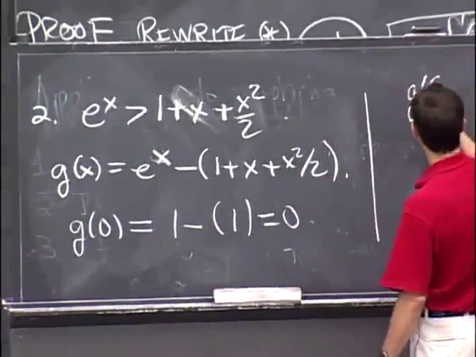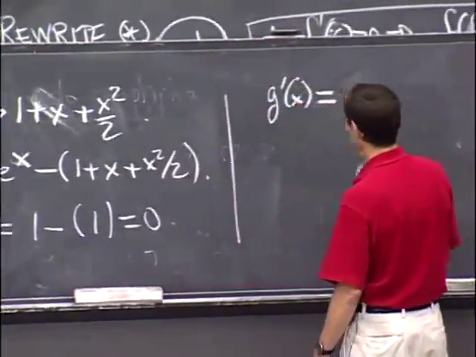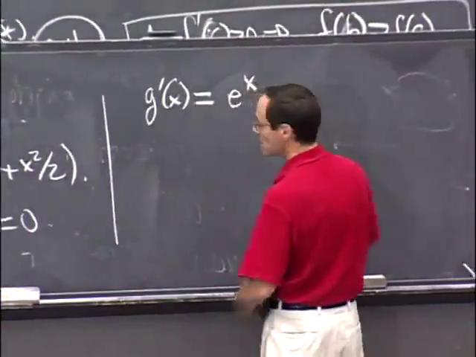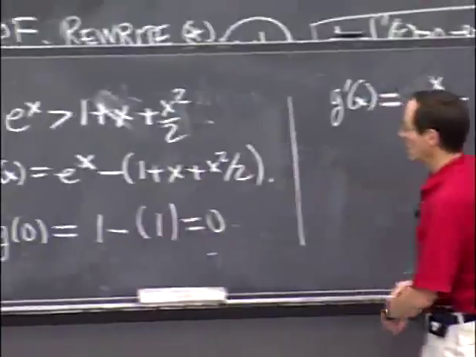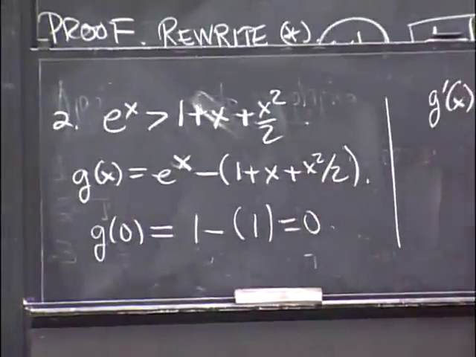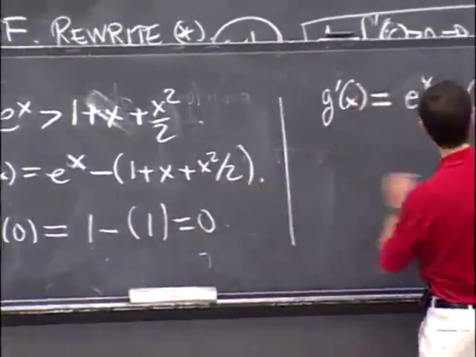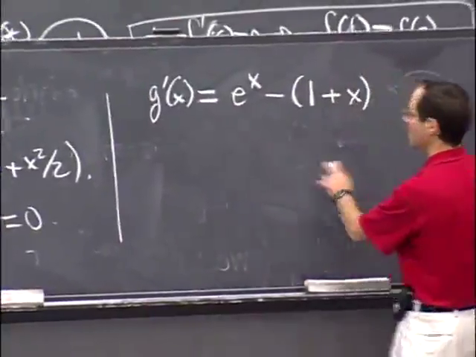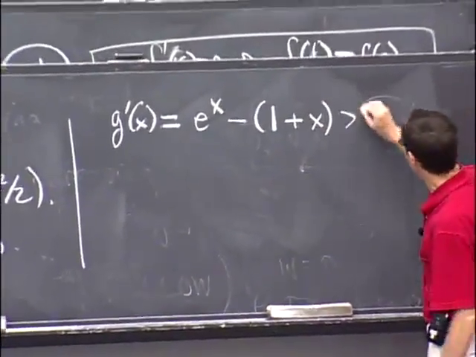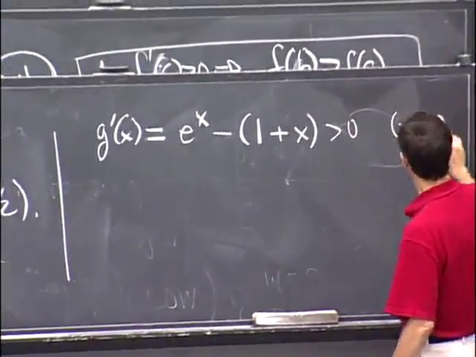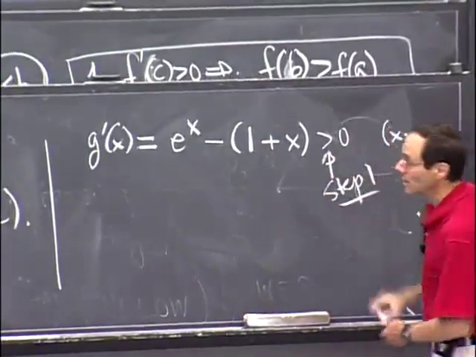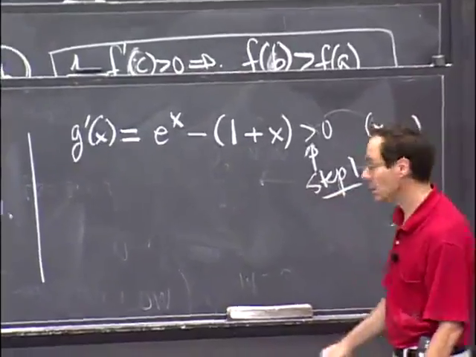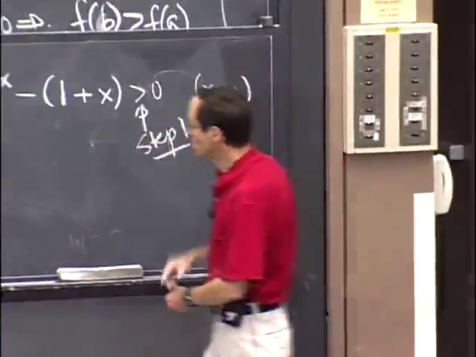And g prime of x is e to the x minus, now look at what happens when I differentiate this. The 1 goes away, the x gives me a 1, and the x squared over 2 gives me a plus x. And this one is positive for x greater than 0 because of step 1, because of the previous one that I did. All right? So this one is increasing.